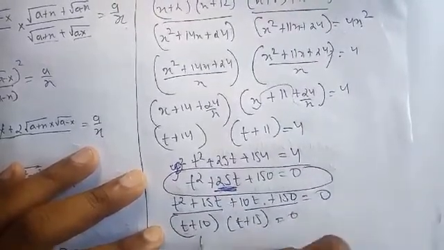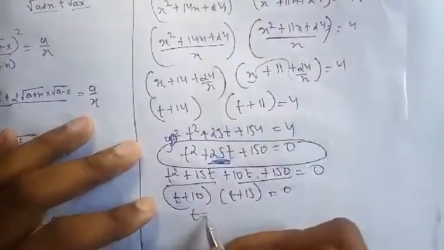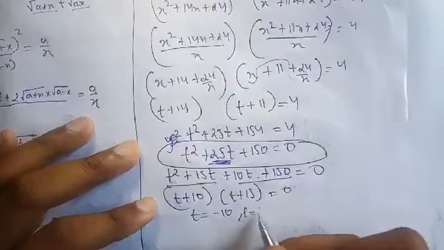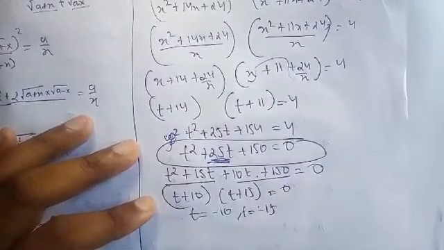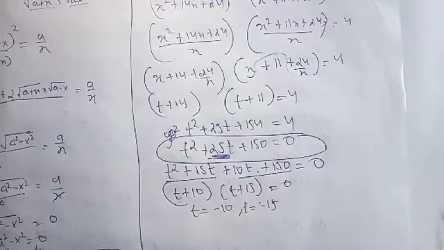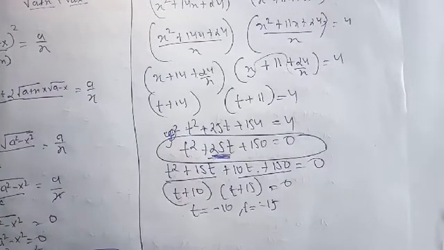Okay, equals to 0, t equals to minus 10, and then the other one is t equals to minus 15. So how many answers do you have right now? You have two answers with you. Okay, and you also know the value of t. So what's the value of t? You will put the value of t back, with the help of two equations.